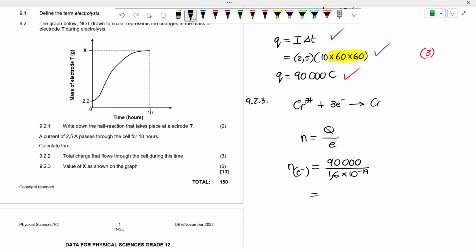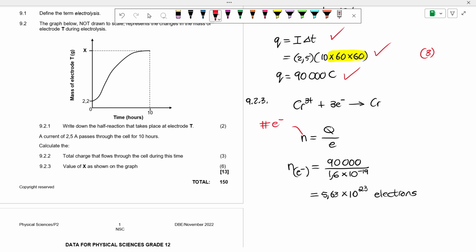I guess it should be in scientific notation because it's supposed to be a very large number. 5,63 times 10 to the power of 23. Okay, then for the units, what do we put down? Electrons. Exactly, because this equation says the number of electrons. This is the number of electrons.